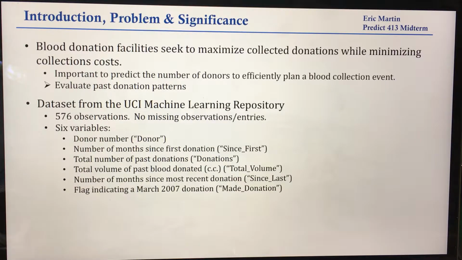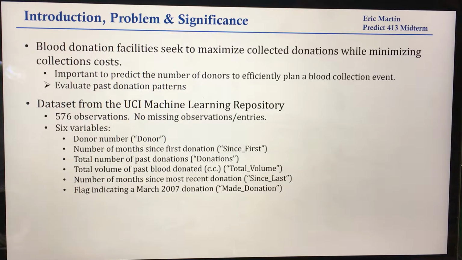Blood donation facilities seek to maximize collected donations while minimizing the collection cost. It's therefore important for these facilities to predict the number of donors so they can efficiently plan a blood collection event. The purpose of this assignment was to evaluate past donation patterns to determine whether we could predict attendees at future blood collection events. The dataset used was from the UCI Machine Learning Repository and contained 576 observations.